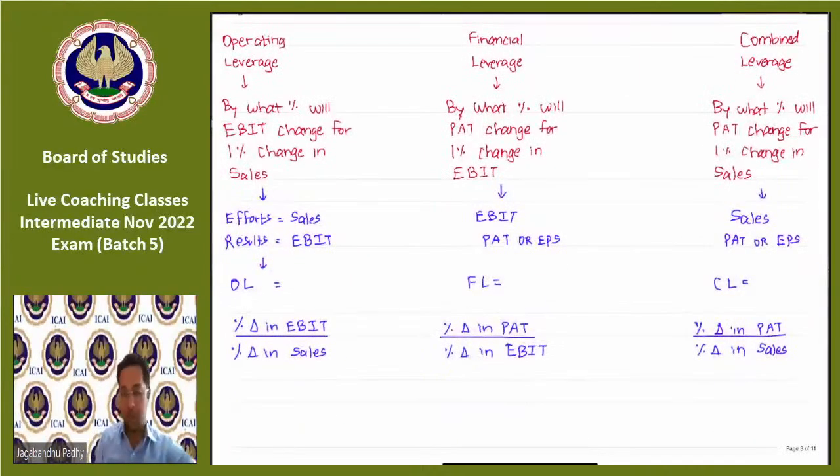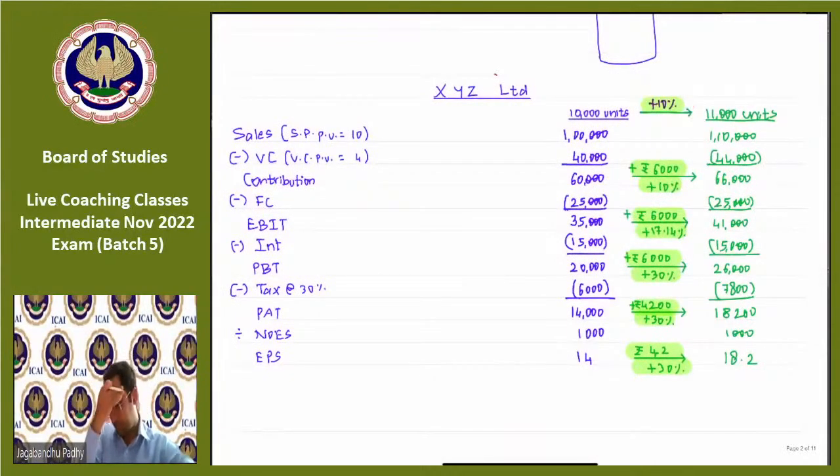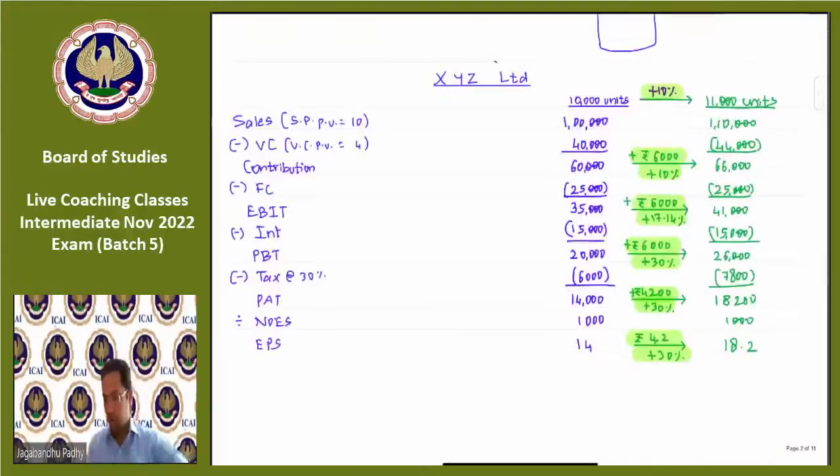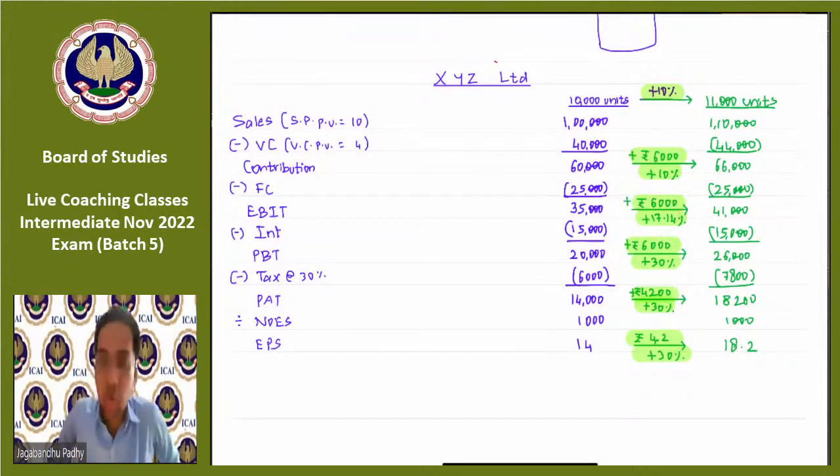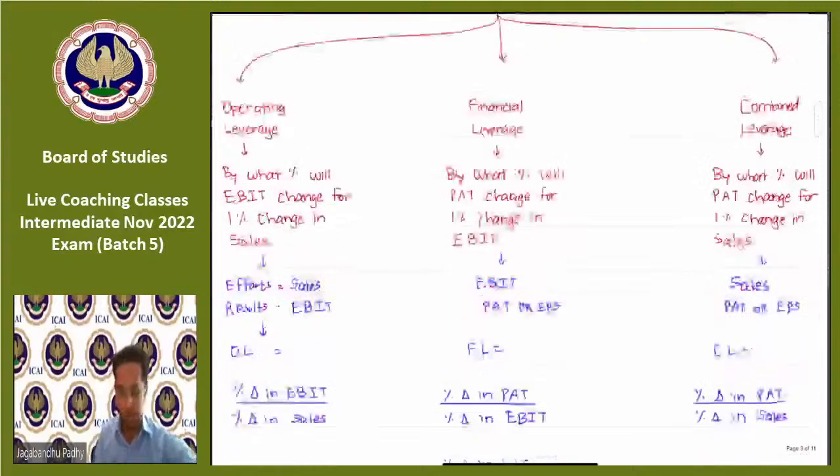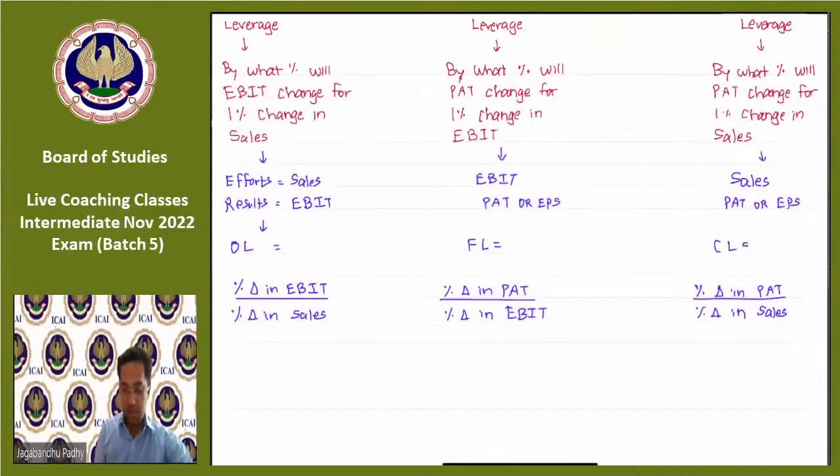So here we say efforts are sales and results are EBIT. If I talk of this typical example, for a 10% change in sales, we observe a 17.14% change in EBIT. So if I change my sales by 1%, my EBIT is going to change by what percent? That's what we mean by operating leverage. And the operating leverage formula is percentage change in EBIT upon percentage change in sales.